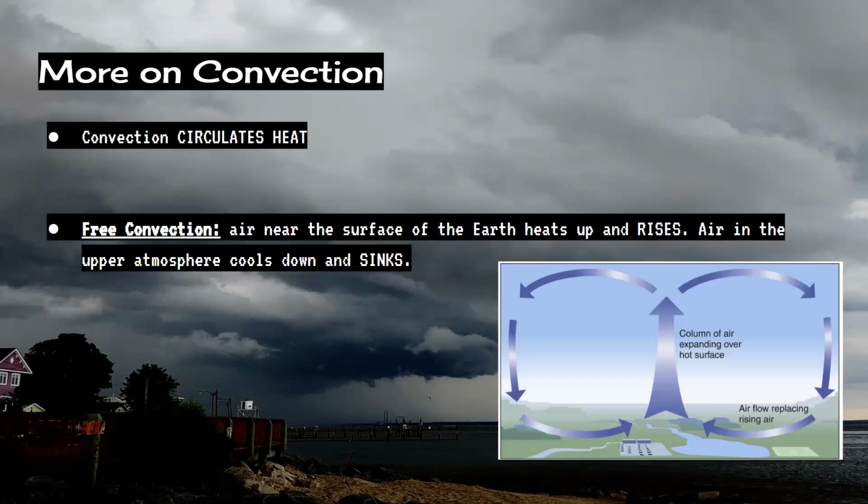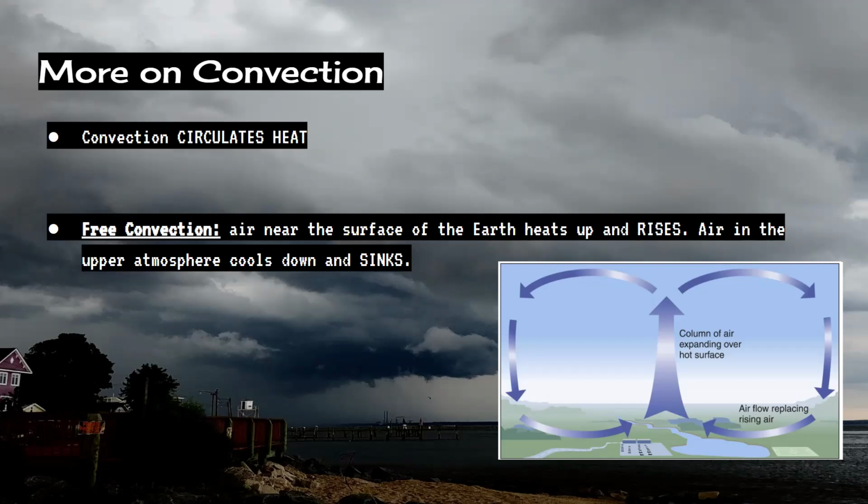Convection circulates heat. There is forced and free convection. Forced is not really important for us. As you can see, forced means it's not a specifically naturally caused process, but free convection is, so that's why this is what we care about more.